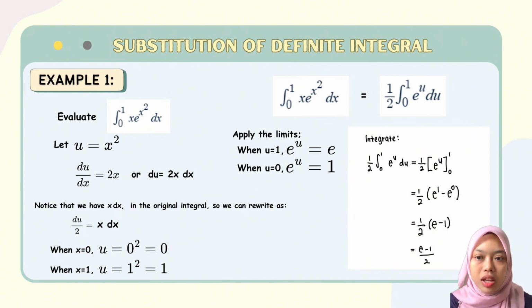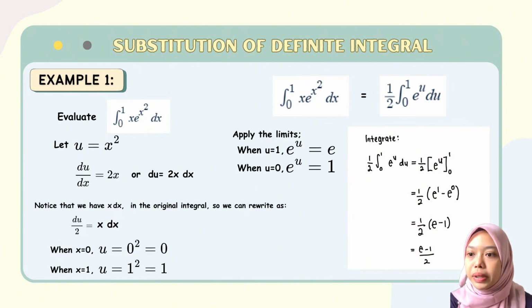Okay, for today I would like to explain the method of integration by substitution, which is specifically on definite integral. This technique is incredibly useful for simplifying complex integrals by introducing a new variable, which is u, to replace a complicated part of the integral. So let's walk through the two examples that I have.